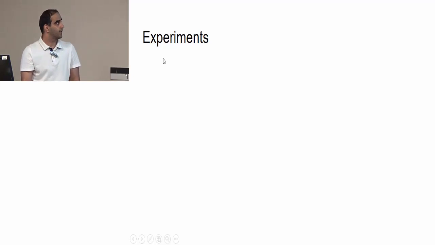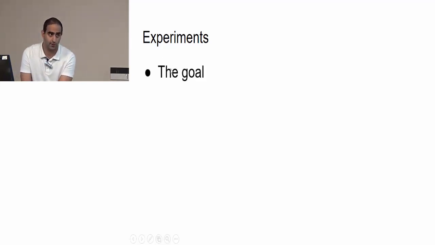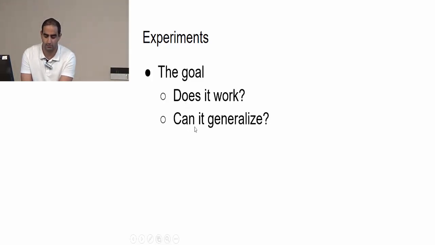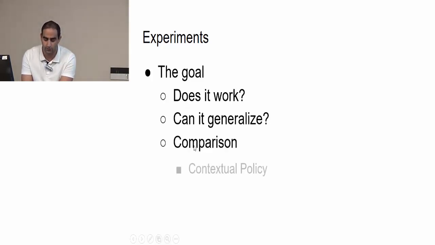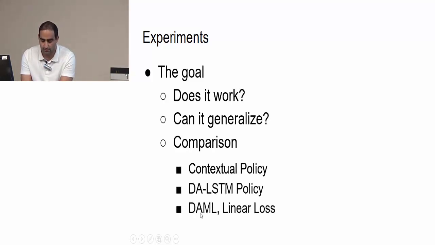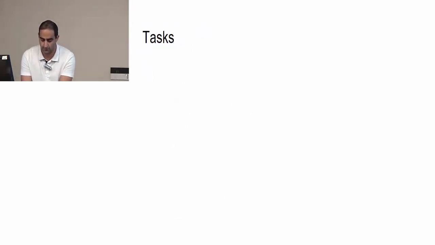Now let's talk about the experiments. The goal of the experiments is to check if this method works and if it can be generalized, and to compare it with other meta-training approaches, which are contextual policy, DA-LSTM policy, and DAML linear loss. This is just our approach, but without the temporal convolution network. We just apply a fully connected layer and take the norm of that instead of using that 1D temporal convolution network. And this is the approach we discussed.